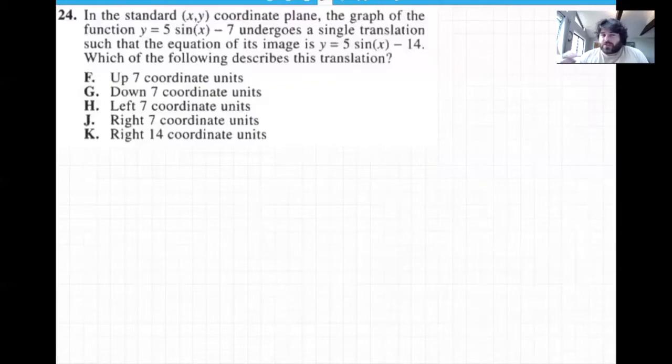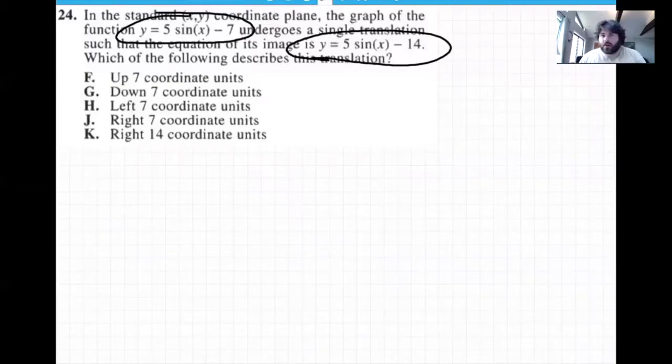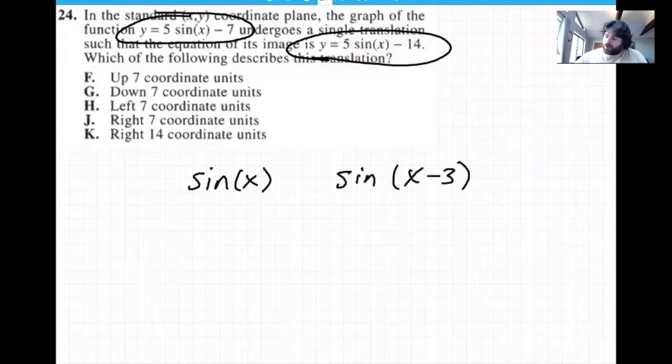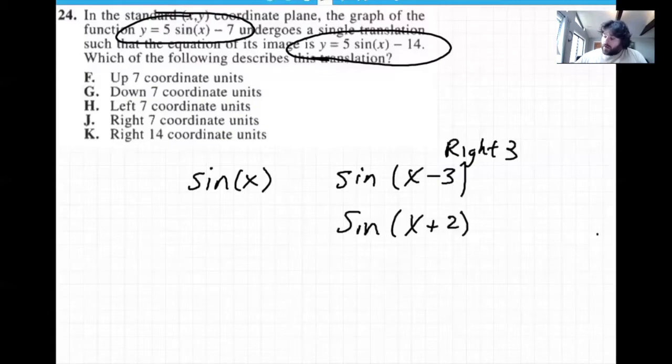All right, so we start with this function, 5 sine x minus 7, and turn it into, with the translation just means to slide it around, this 5 sine x minus 14. So it goes from minus 7 to minus 14. What you need to know is that anytime you take sine of x and translate it, if you do sine of x minus 3, you just moved it right 3 units. This one gets me sometimes. If you did sine of x plus 2, that would have gone left 2. So anytime you're adding or subtracting a number with the x, it's going to move left and right. It's going to be backwards of what it says.